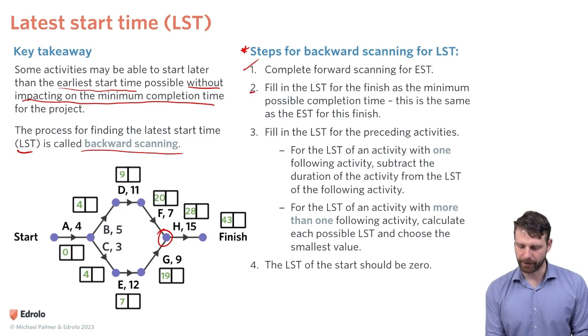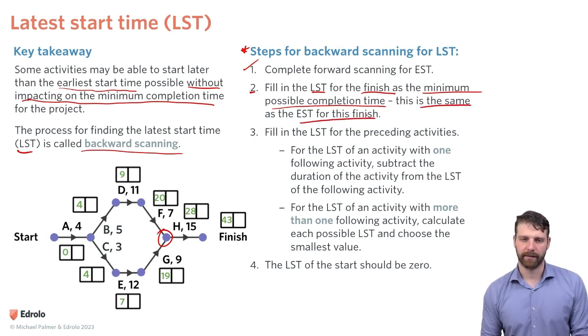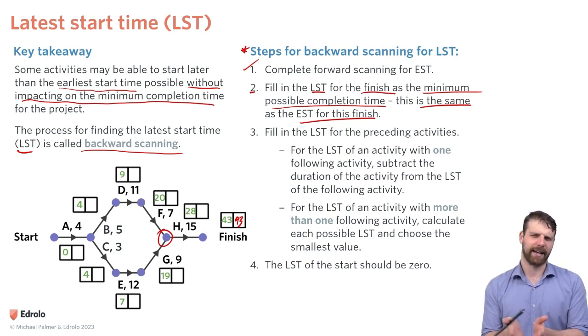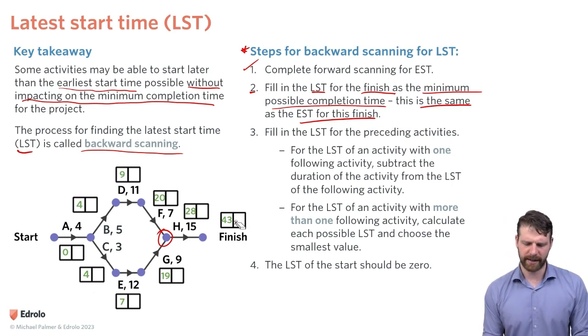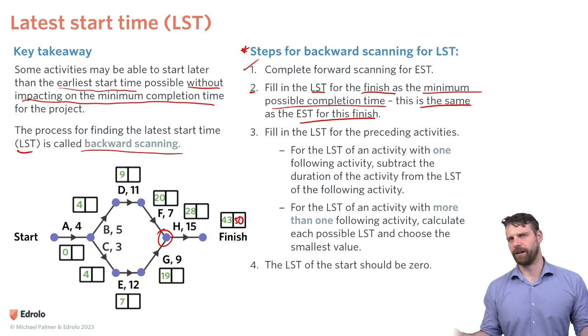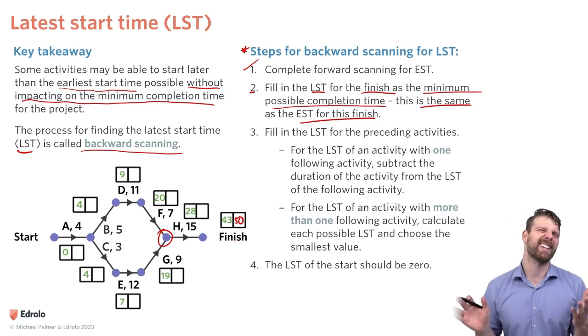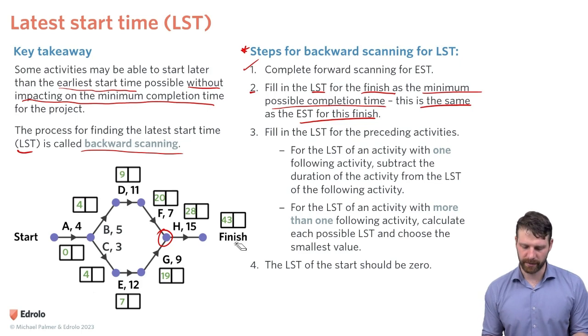So now, step two is fill in the LST for the finish as the minimum possible completion time. So this is the same as the EST for the finish. What I do here every time is just fill in the same number here. Okay. If the earliest start time for the finish is 43, then its latest start time is also 43. There's no reason to delay the finish. If we didn't do this step, what would that look like? I'd put, say, a 50 in here. So I just, for no reason, wait 7 minutes to finish the project. That doesn't make any sense. Okay, so these two numbers will always be the same in this box here.